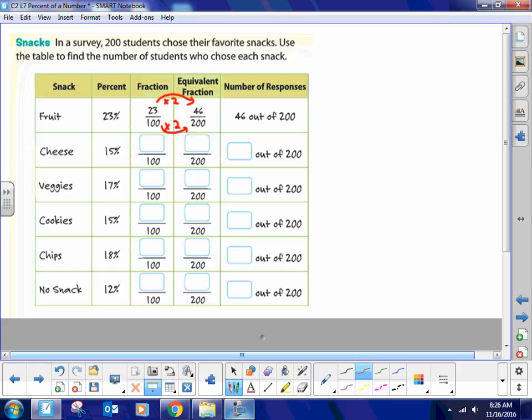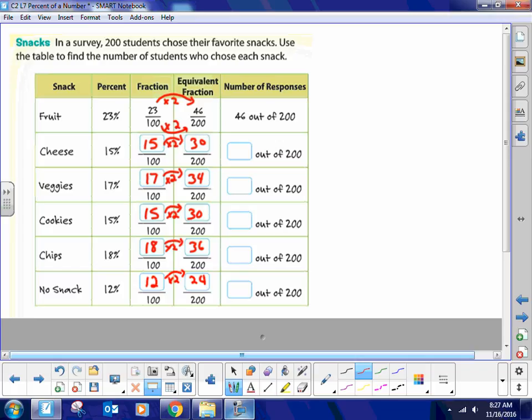The first thing I'm going to do is fill out my fractions because that should be easy to do. 15% is 15 over 100, 17% is 17 over 100, 15% is 15 over 100, 18% is 18 over 100, and 12% is 12 over 100. Now we're going to convert our fractions. But we know everything is being compared to 200, so all we need to do is double our top number. 15 times 2 is 30. 17 times 2, 34. Again, 15 times 2, 30. 18 times 2, 36, and 12 times 2 is 24.